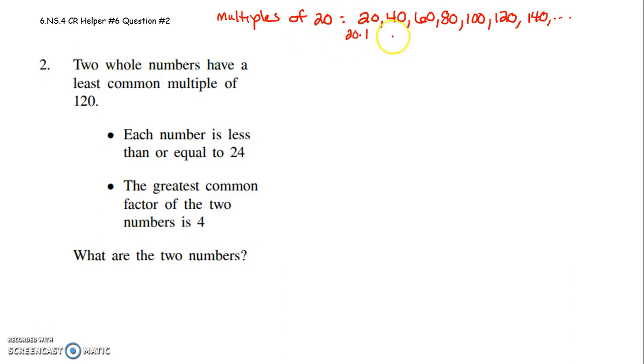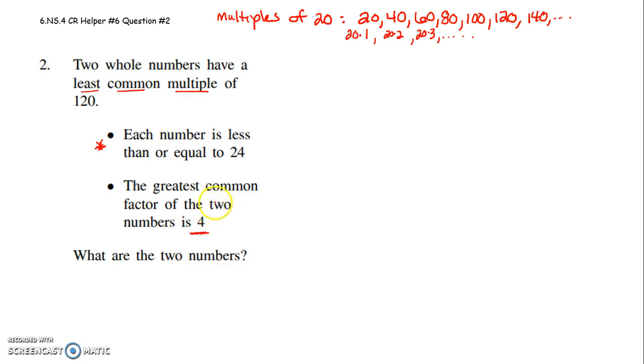You just take that number, multiply it by 1. Then you take that number, multiply it by 2, by 3, and so on. That's how you get multiples of a number. So two whole numbers have a least common multiple of 120. All right. Each number is less than or equal to 24. That's an important fact. The greatest common factor of the two numbers is 4.